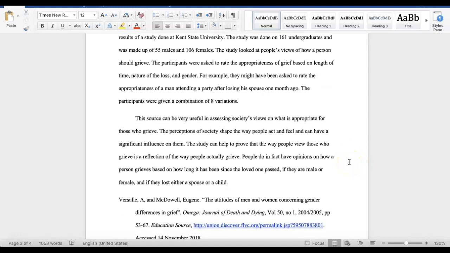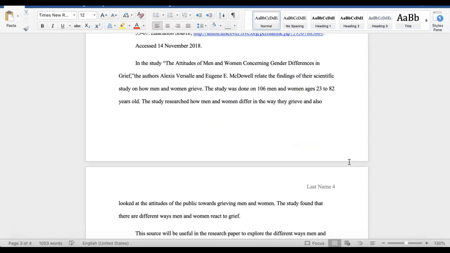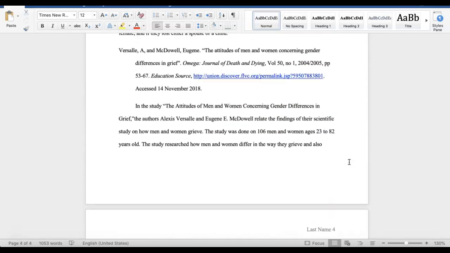So here we have a good summary. Then she's going to move into evaluation and reflection. This source can be very useful in assessing society's views on what's appropriate for those who grieve. The perceptions of society shape the way people act and feel and can have a significant influence on them. The study can help to prove that the way people view those who grieve is a reflection of the way people actually grieve. People do, in fact, have opinions on how a person grieves based on how long it's been since the loved one has passed, if they are male or female, and if they've lost either a spouse or a child. Again, she has 2 more sources here, and you can look through those on your own.